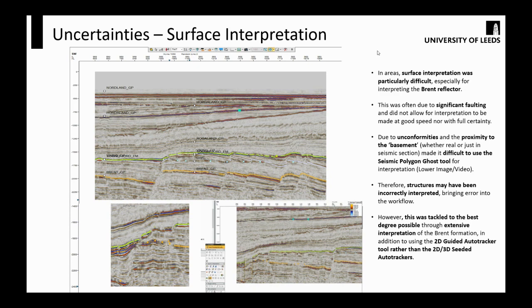And this is made particularly difficult in the Brent layer because it's close to the basement, either of the seismic section or the real seismic basement. So it's quite difficult to use all of the tools here. So we might have made some interpretations that were incorrect, but I did try to tackle this to the best degree possible with more extensive interpretation of the Brent formation, and I used the 2D guided auto tracker rather than the seeded auto trackers for the deep reflectors.